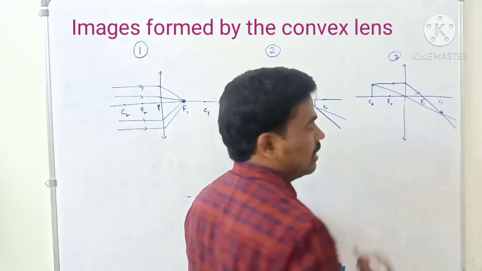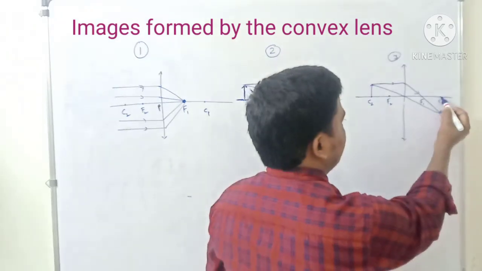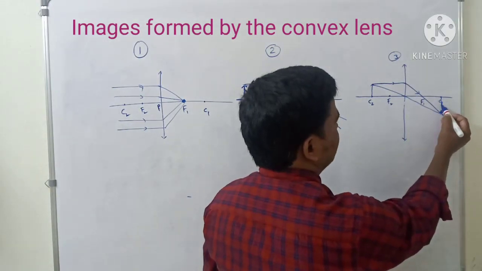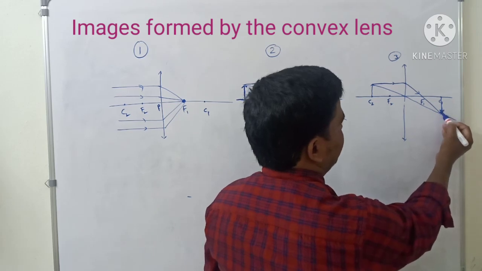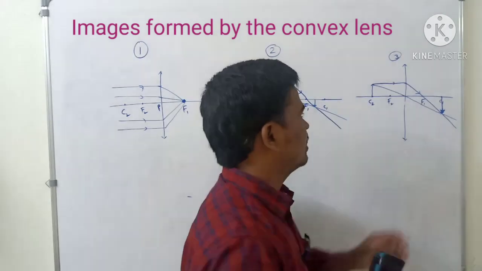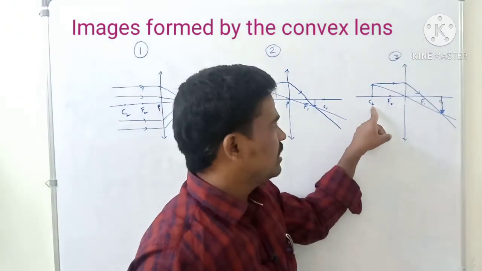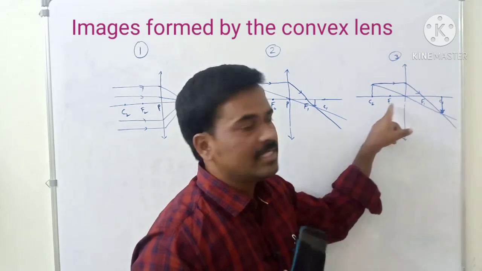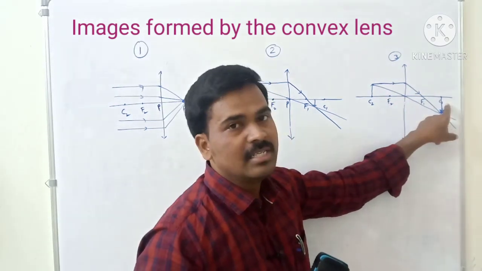This is the head. Where is the tail? Here must be the tail. So this is the size of an image. Here is the position. Where do we get the position? When the object is on C2, we get the position on C1.